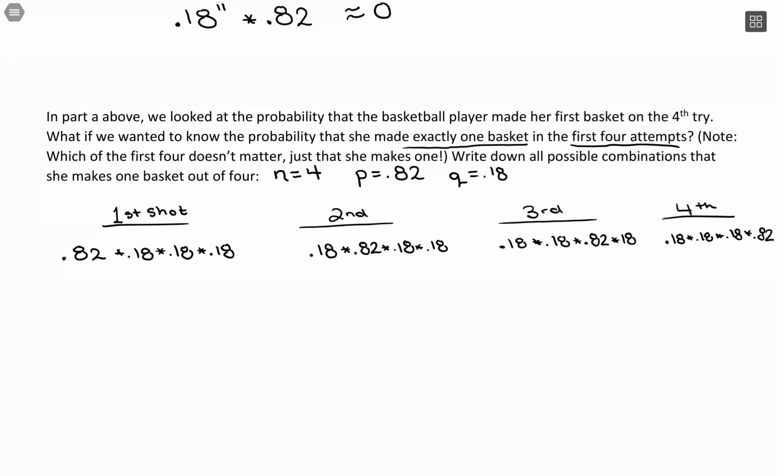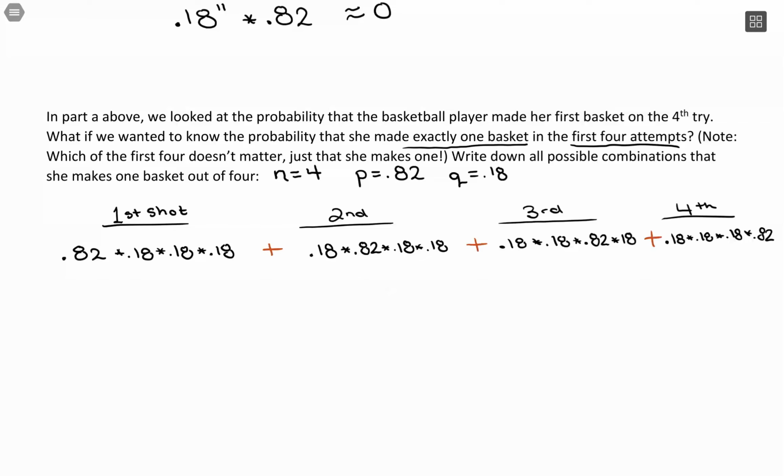So these are the different ways that this can happen to match this idea of making exactly one basket in the first 4 attempts. She makes it on the first, or the second, or the third, or the fourth. And if you notice that word that I'm using to connect those, that word or, means in terms of a calculation, what we're going to do is add those up.